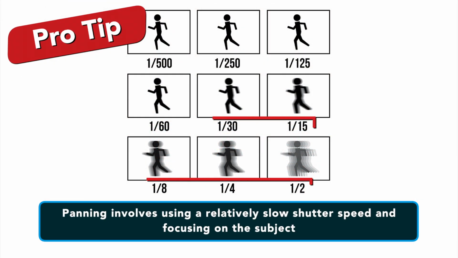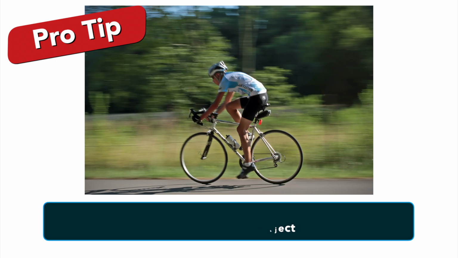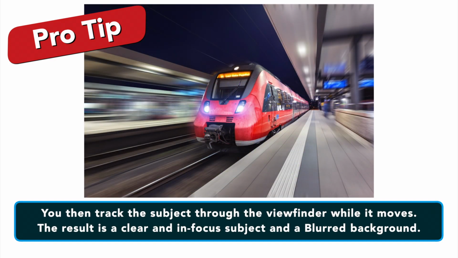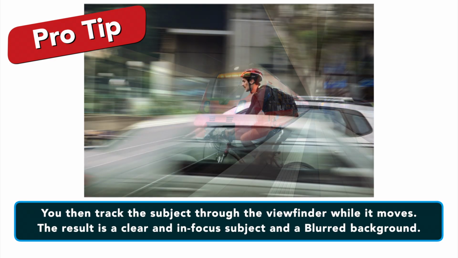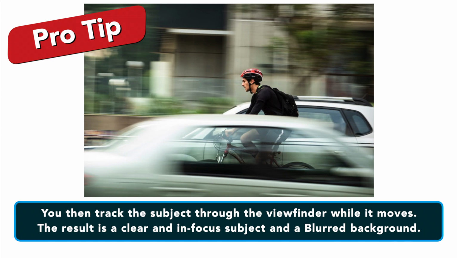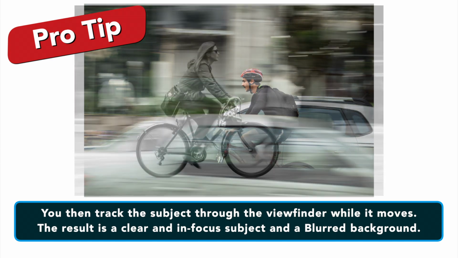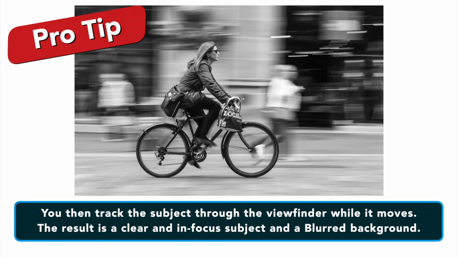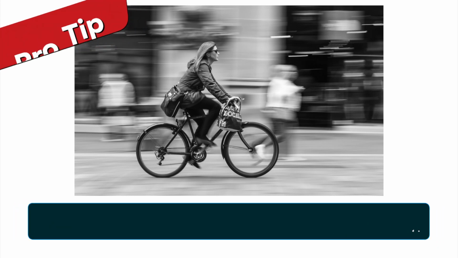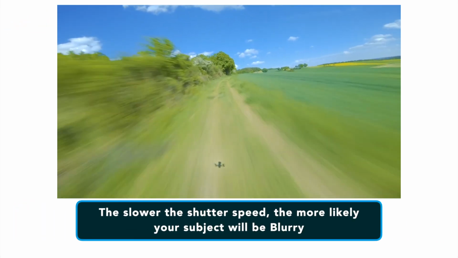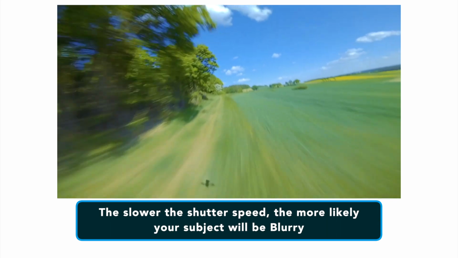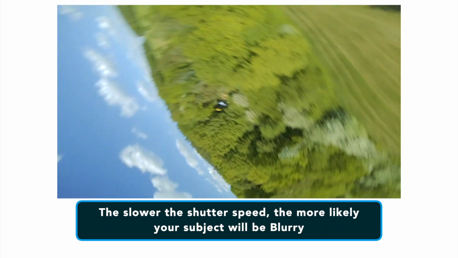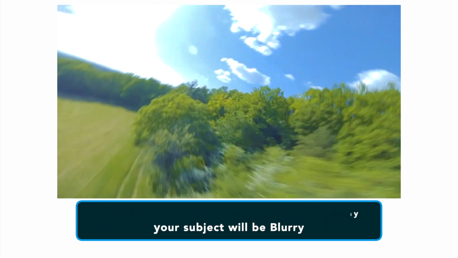Panning involves using a relatively slow shutter speed, something like 1/30th of a second or longer, and focusing on the subject itself. You then track the subject through the viewfinder while it moves. In a photo, for example, with the subject in focus, release the shutter. The result is a clear and in-focus subject and a blurred background that conveys a wonderful feeling of motion. The same is true for video. However, the slower your shutter speed, the more likely your subject will be blurry, which may or may not be the look that you want.